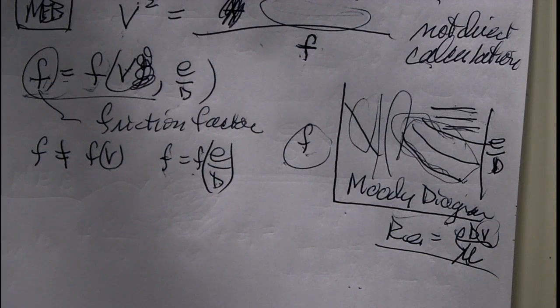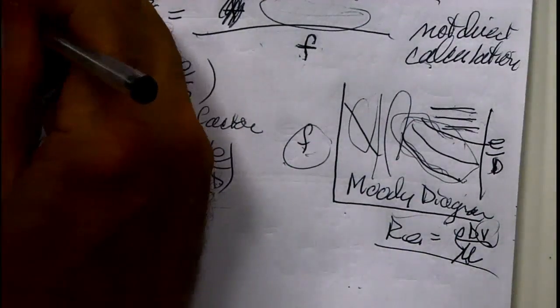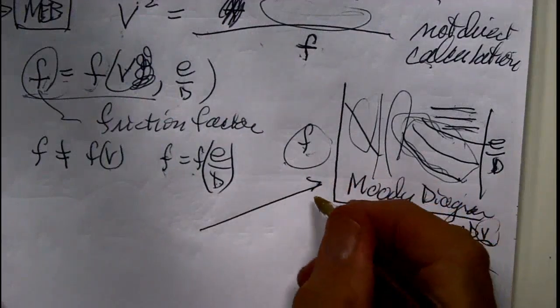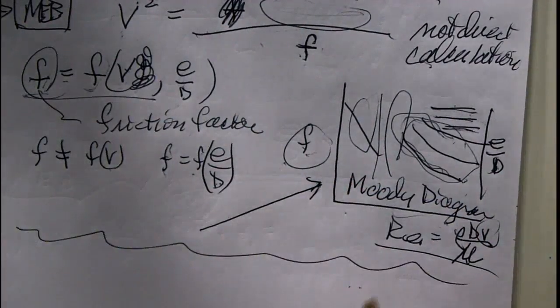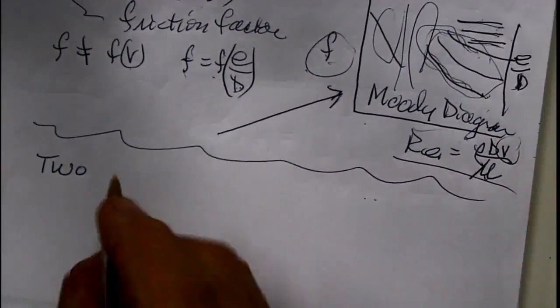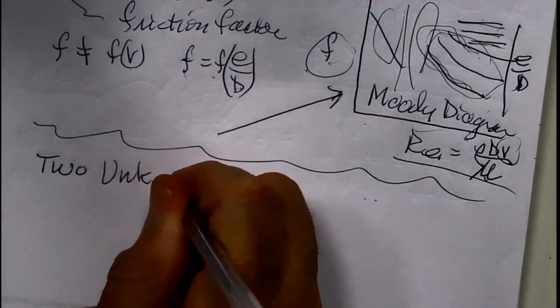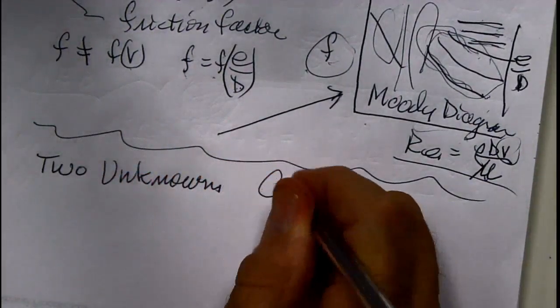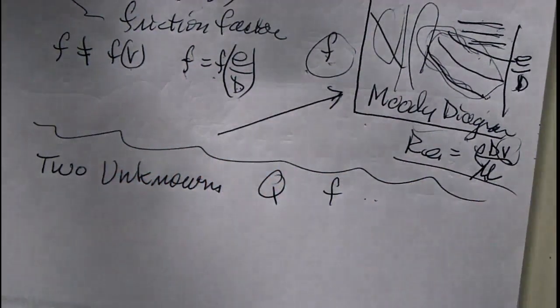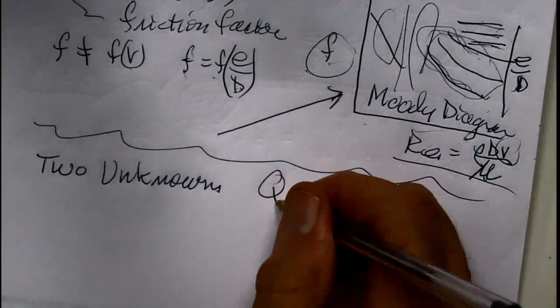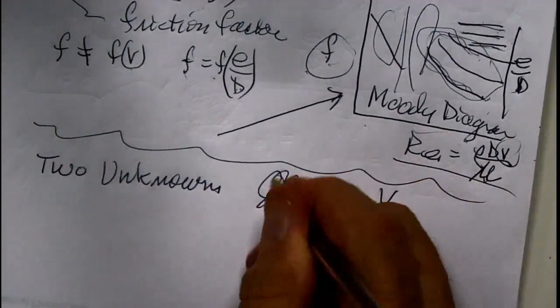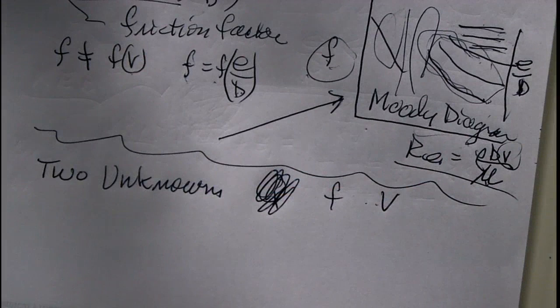So we have a trial and error going on, where we have the mechanical energy balance and the Moody diagram. So there's two. We have two unknowns, which is the Q and the friction factor. Excuse me, velocity and the friction factor. Let's get rid of the Q. Okay, hope that works for you. We'll work some examples of that later.